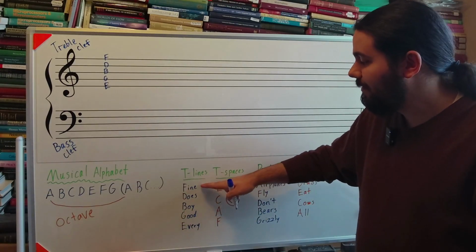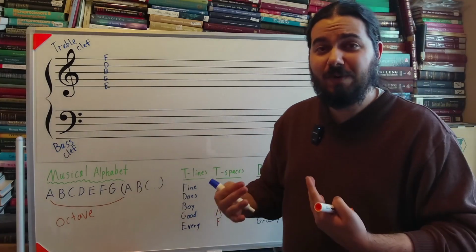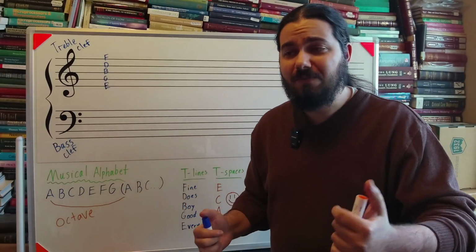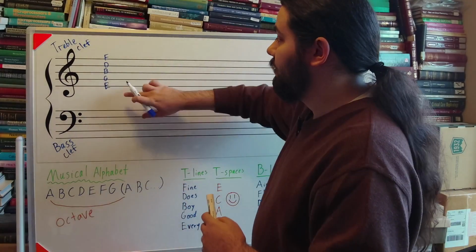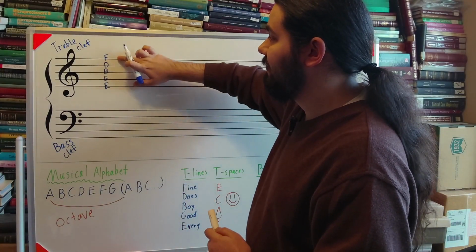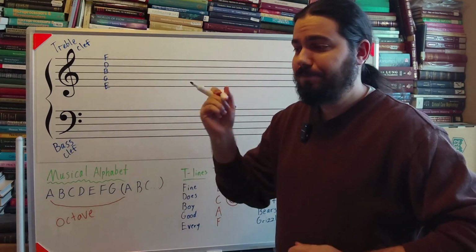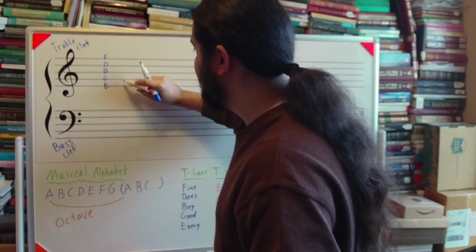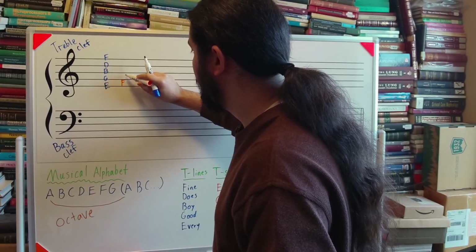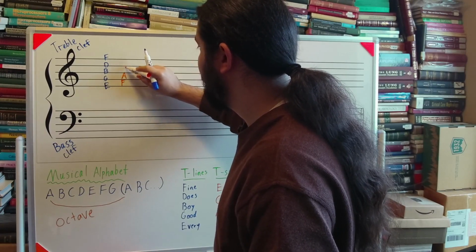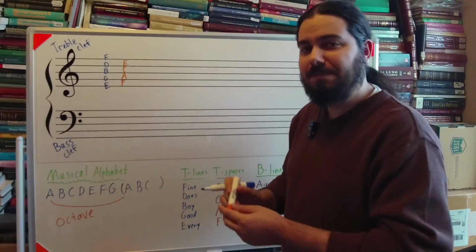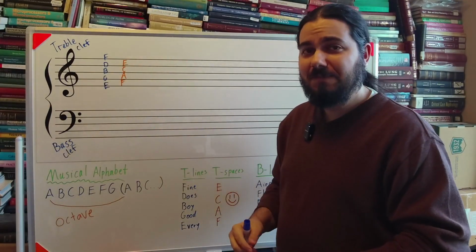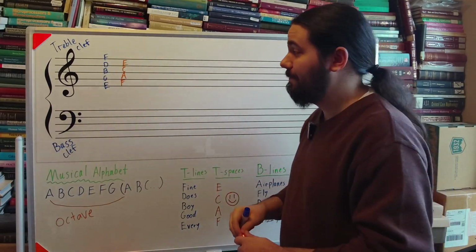boy does fine. That's just what I like to use. I know it's a rather common phrase. If you want to use your own, by all means, go ahead and do that. So, every good boy does fine. Those are the lines. And then for the spaces, we have F, A, C, E. And that simply just spells the word face. So that's probably the easiest one to remember.